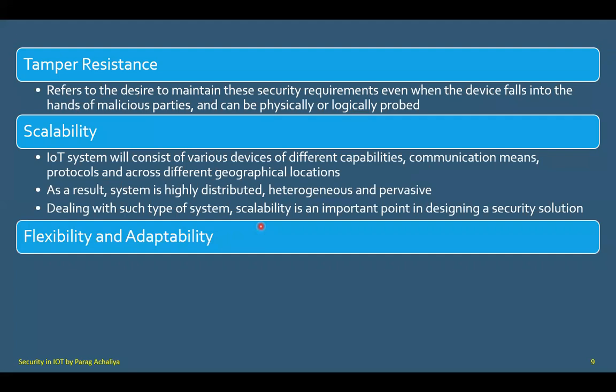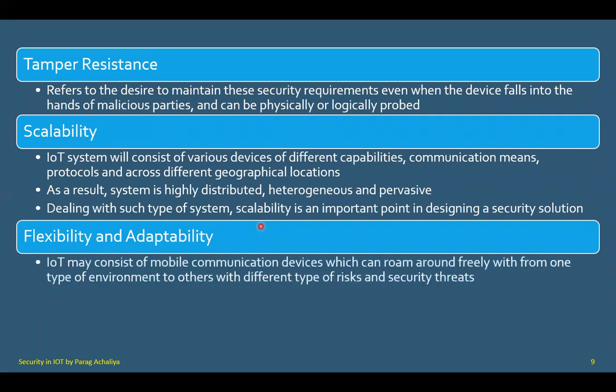Then next is your flexibility and adaptability. IoT may consist of mobile communication devices which can roam around freely from one type of environment to another, with different types of risk and security threats. Yes, whenever we talk about an IoT application, one thing should definitely come to our mind: there will be so many mobile communication devices involved in your IoT application.